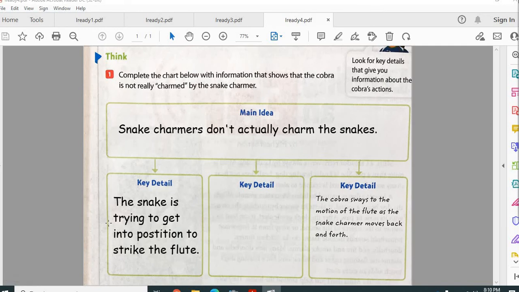Alright, so we have the snake is trying to get into position to strike the flute as one of our key details. So make sure you've got that written down. You can copy it from right there. Alright, and then we're going to go back and see if we can find one more key detail that we can add to our chart, okay? Remember, we're looking for something that shows that the snake charmer is not actually charming the snakes, because that's what we said the main idea is.